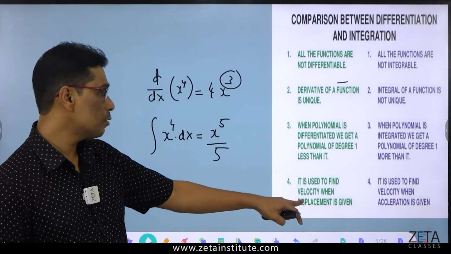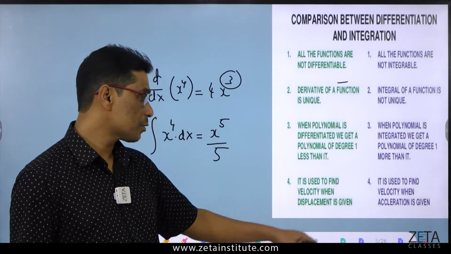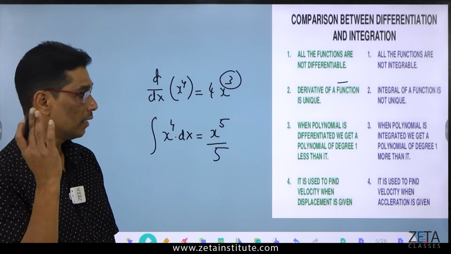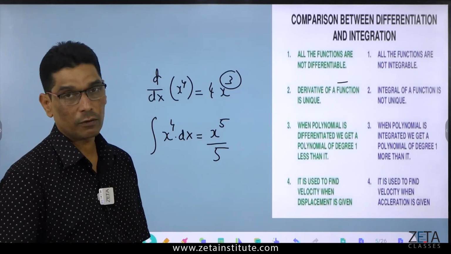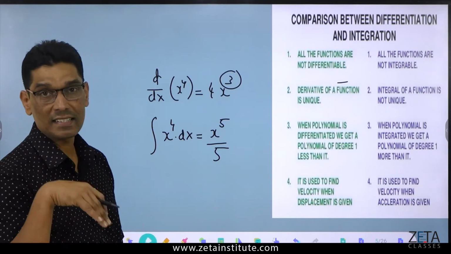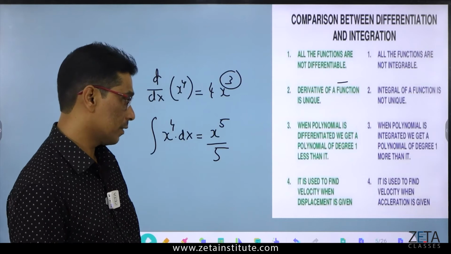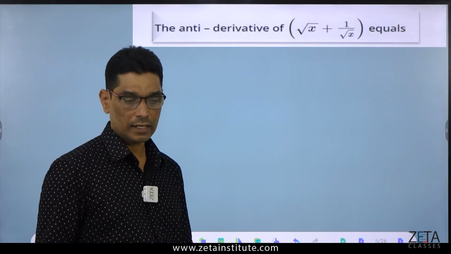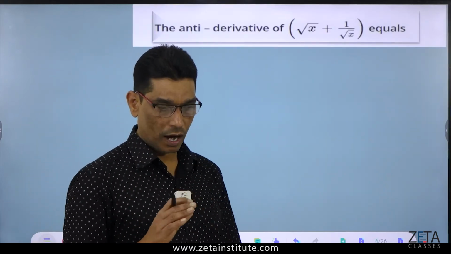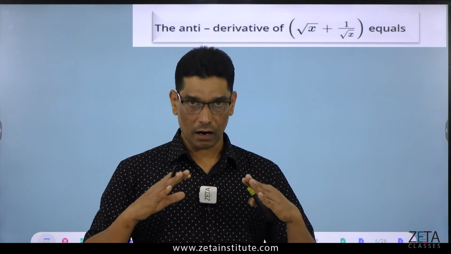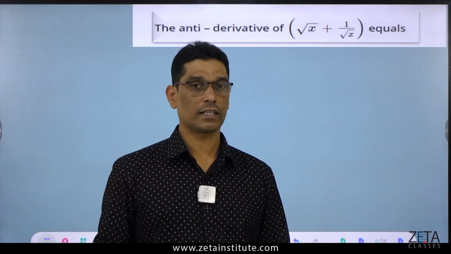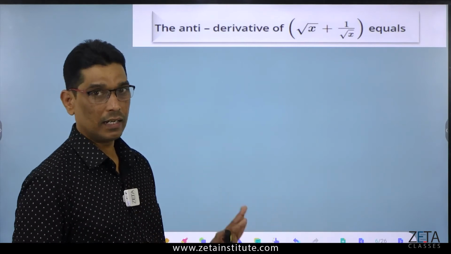The next one: differentiation is used to find the velocity when displacement is given. But with integration, when acceleration is given, we find the velocity. Certain properties are also the same as in differentiation. In differentiation, you can add functions separately, and the same is also possible in integration.